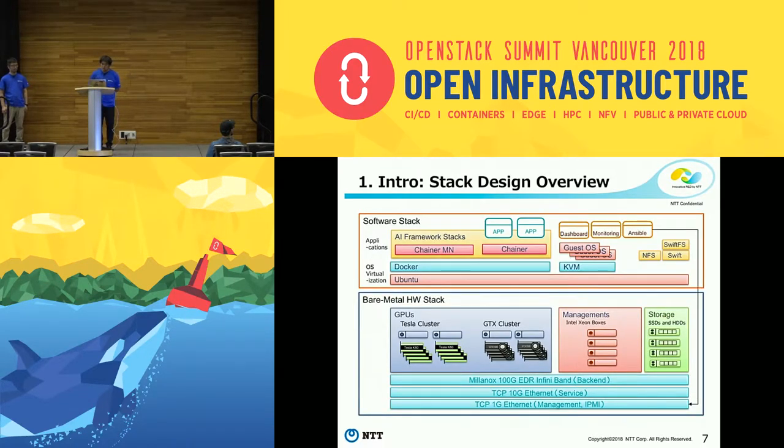This illustrates our overall infrastructure. As for hardware, we set up two clusters for AI applications. One is with Tesla GPUs for HPC, and the other with GeForce GPUs. GeForce is mainly for gaming, but is available for deep learning for the purpose of research. And the management nodes are set up on Intel Xeon boxes. And we combine both SSDs and HDDs for storage nodes. All nodes are connected with InfiniBand for backend, 10 gigabit Ethernet for services, and 1 gigabit for maintenance, IPMI.